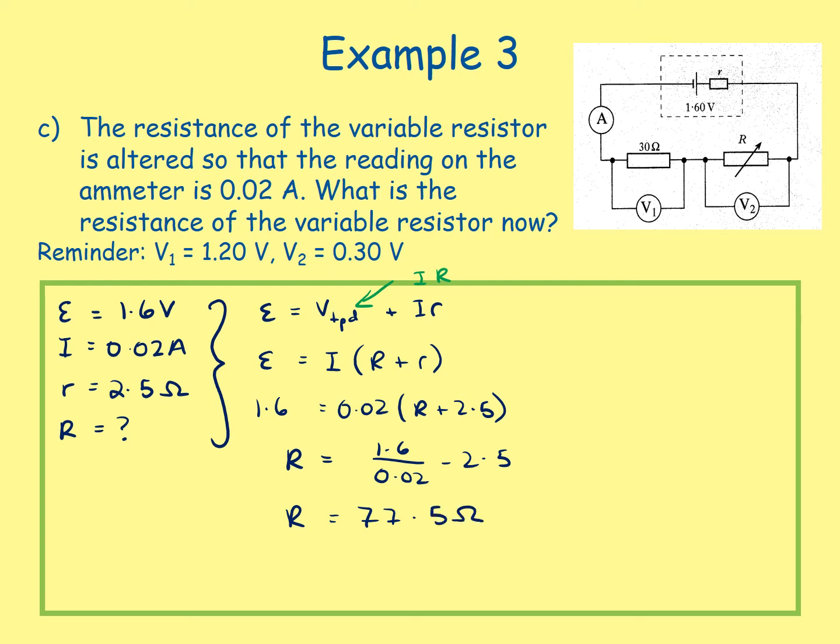But that's not our final step. That's the total load resistance. But we just want the resistance of the variable resistor. So we can see up at the top here, we've got 30 ohms and then our variable resistor. Our resistors are in series, so all we need to do is take our 77.5 ohms and take 30 off it. So the resistance of the variable resistor is equal to 77.5 minus 30, which gives us an answer of 47.5 ohms.